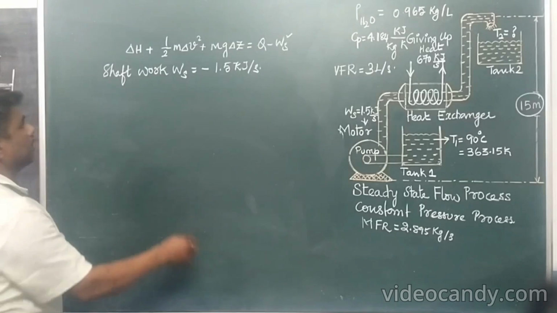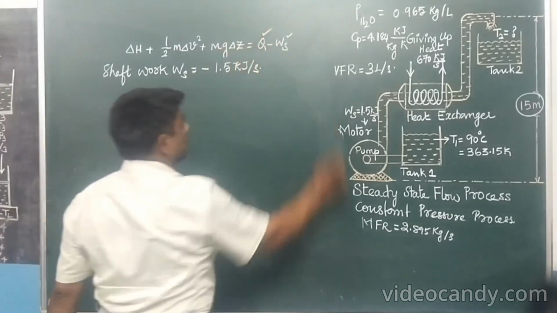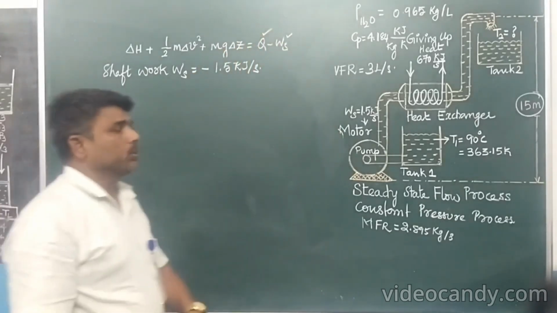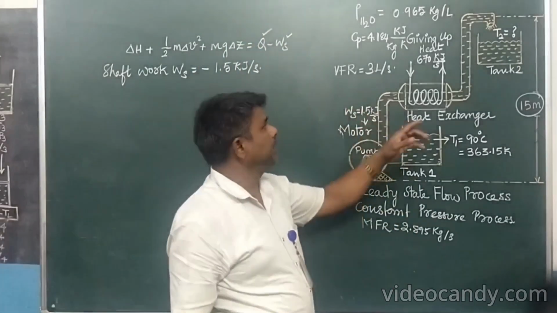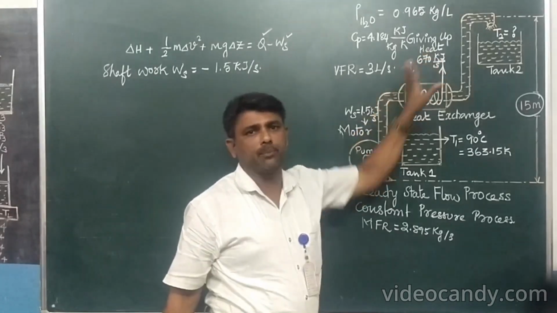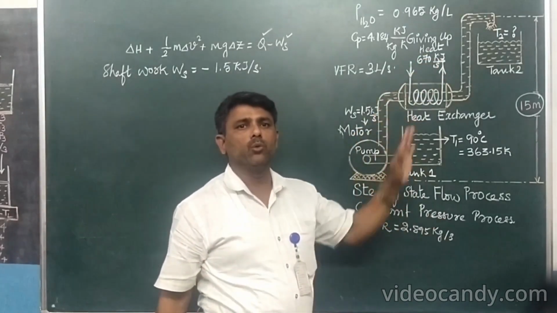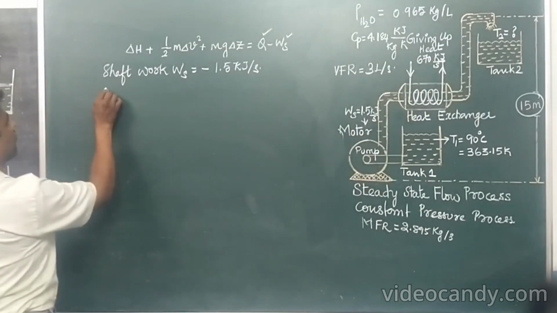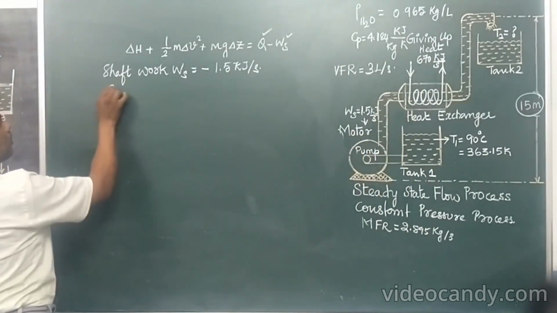Clear? Next, the amount of heat added or removed from the system. See, in your question paper, it clearly states that 670 kilojoules per second of heat is being given up. Clear? That means heat is removed from the system. So the amount of heat removed.